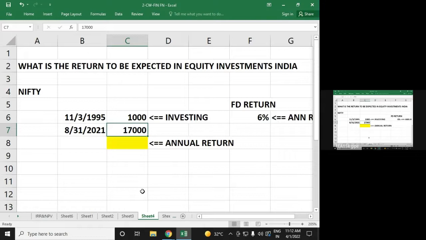So we assume that when Nifty started, we put in money in Nifty and held till today. Okay, the date I have taken is 31st August 2021, or you can take even today's date. Today's value of Nifty is around 17,500. Okay, so here we change the date.